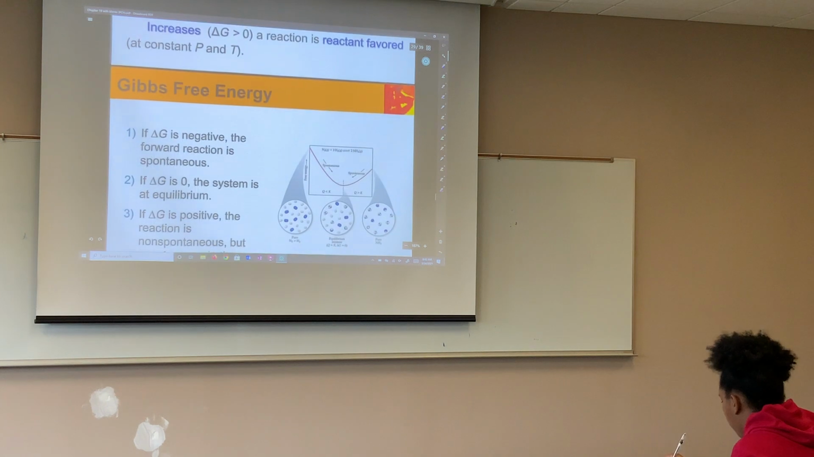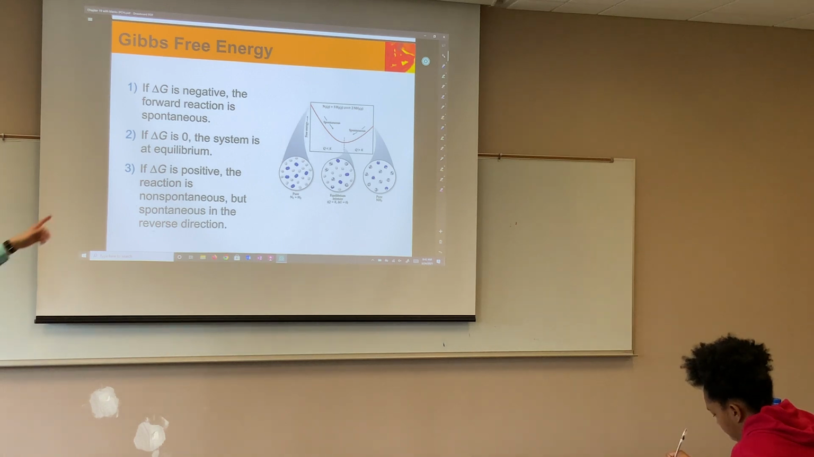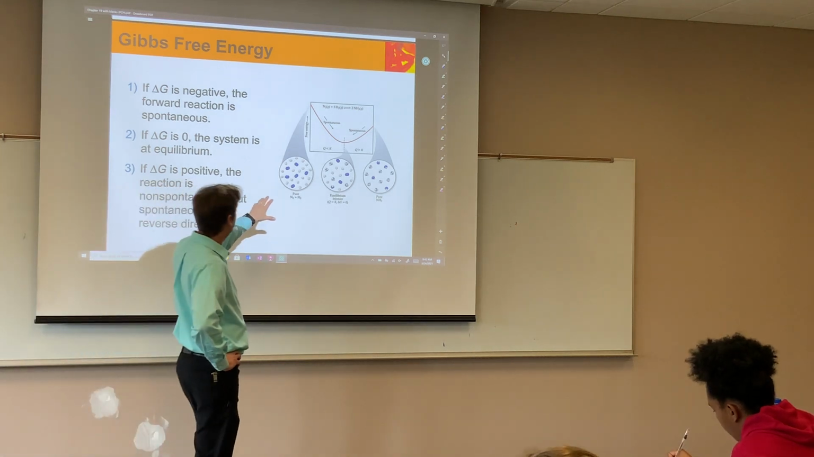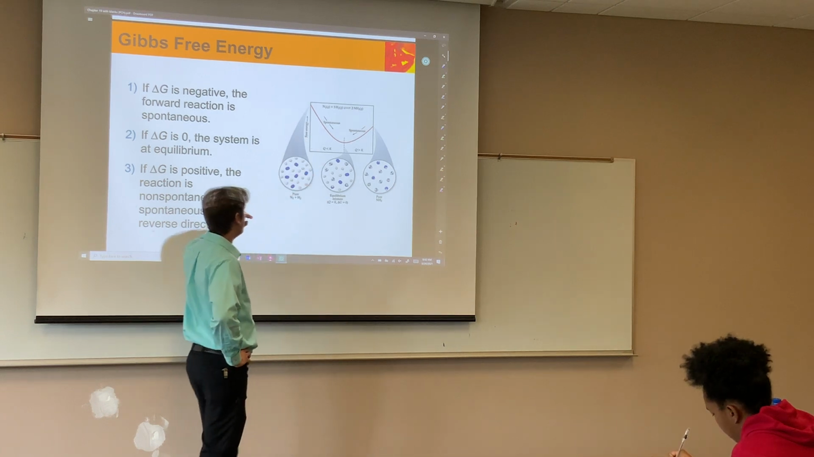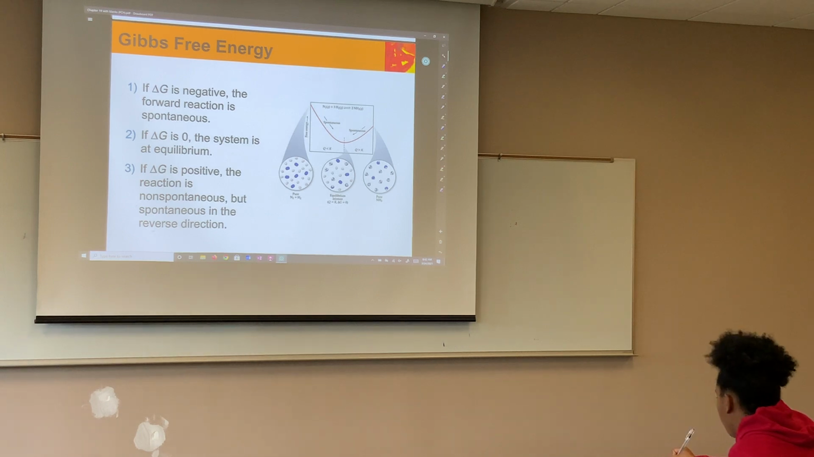Oh, sorry, I got a little bit ahead of myself. Next one's going to be the big shock. So if delta G is negative, the forward reaction is spontaneous. That's all we're talking about here, okay? I believe this is just a page right out of your book, where we graph free energy versus one of these reactions. If delta G is equal to 0, then the system is at equilibrium.